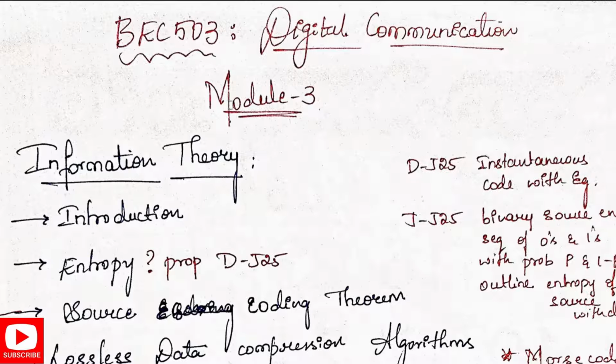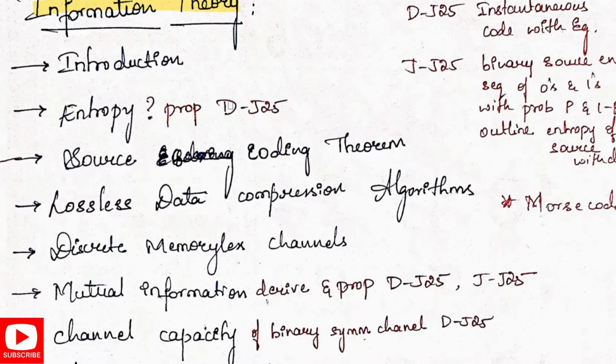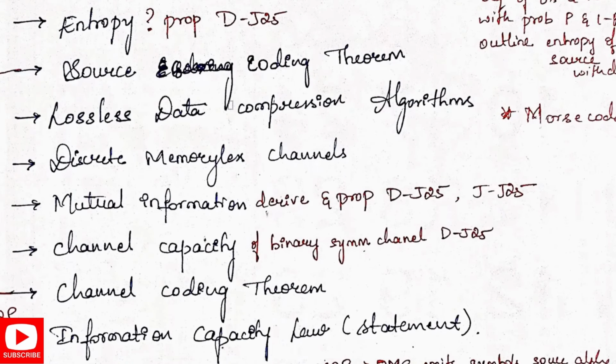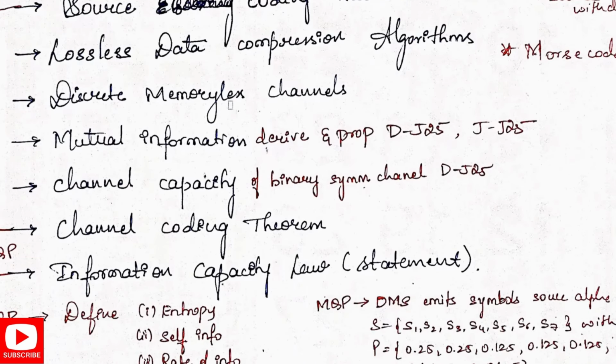This is the fifth semester Digital Communication subject, code BEC503, and this is the Module 3 video, continuing the series that we had started. This module is all about information theory. In information theory, we'll be learning about entropy and the source coding theorem, lossless data compression algorithms, discrete memoryless channels, mutual information derivation and its properties, channel capacity of the binary symmetric channel, the channel coding theorem, and the information capacity law, only the statements.